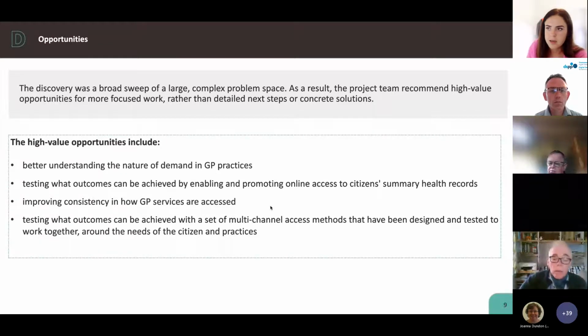So they're the high value opportunities that we've identified. And again, there's more detail in the report if you want to go into why we've suggested those and what that kind of shapes up into.